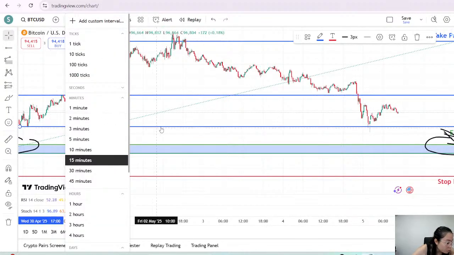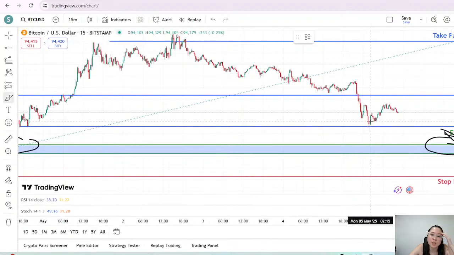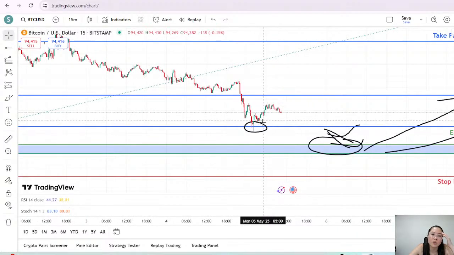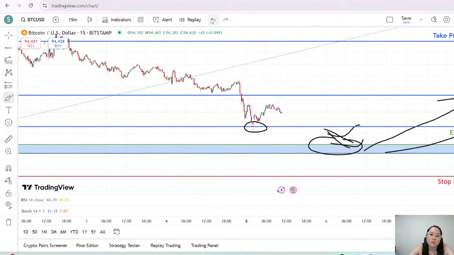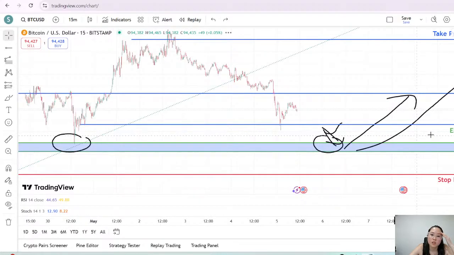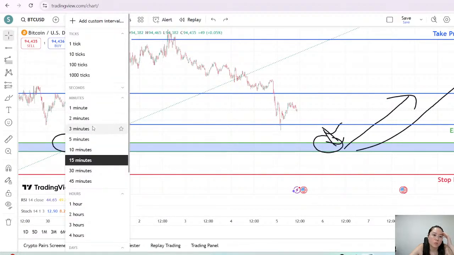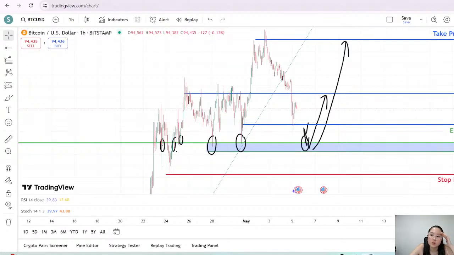But yes, thank you, Horst, for highlighting the 15 minutes. There will be one support here that you can get in on. If you do plan to use this support as an entry, just know that there is a chance that it might break, right? Price is going to come here, it's not strong enough, and it's just going to continue to break. There is a chance. In fact, there is a high chance. Okay, so let me go back to the 1 hour.